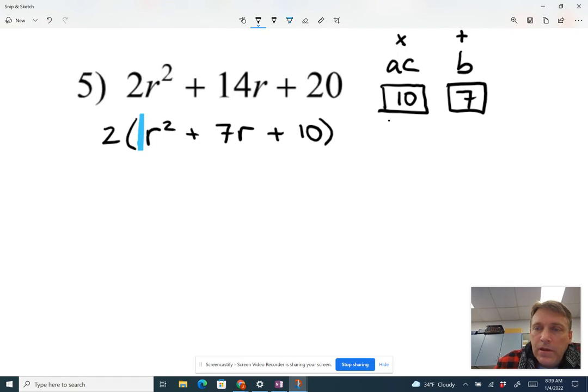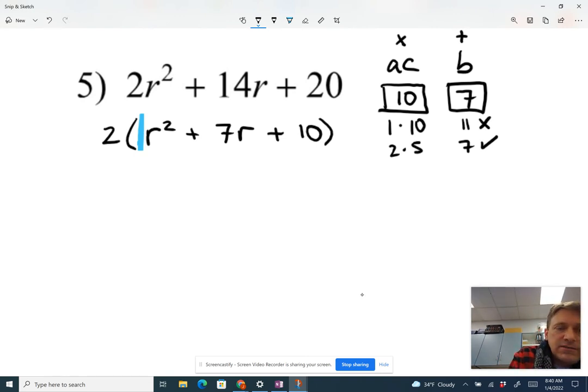And so I'm just going to go through and list them out. 1 times 10 is 10. 1 plus 10 is 11. Not it. 2 times 5 is 10, and 2 plus 5 is 7. And that's what we're looking for.